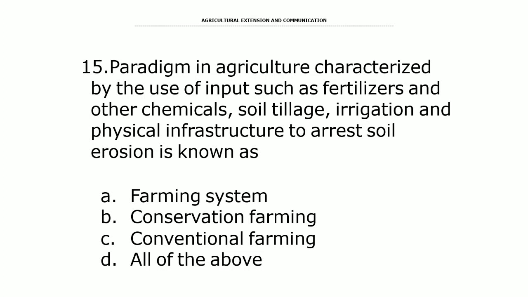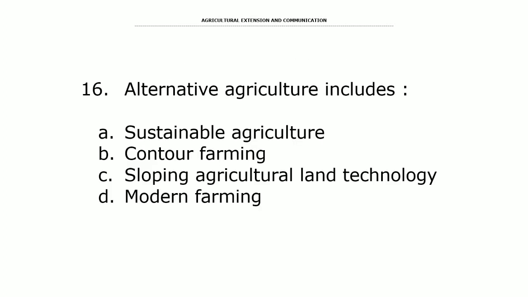Number 15. Paradigm in agriculture characterized by the use of inputs such as fertilizers and other chemicals, soil, tillage, irrigation, and physical infrastructure to arrest soil erosion is known as A. Farming system, B. Conservation farming, C. Conventional farming, or D. All of the above. The answer is conventional farming.